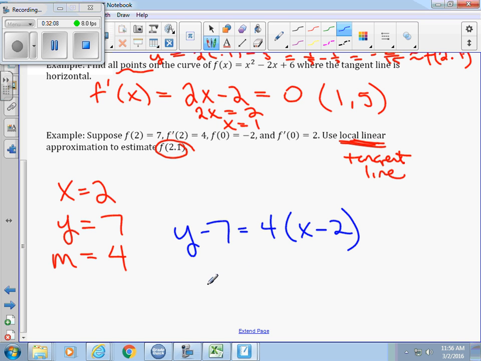Okay. And then what do I do to approximate f of 2.1? Get y.